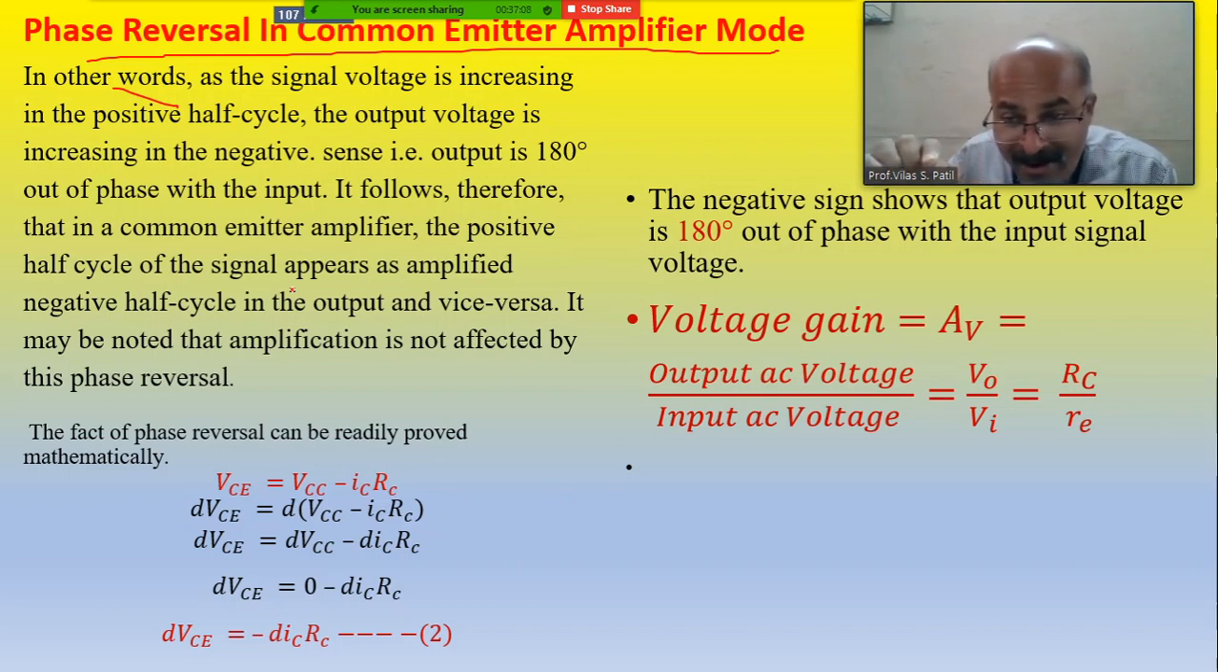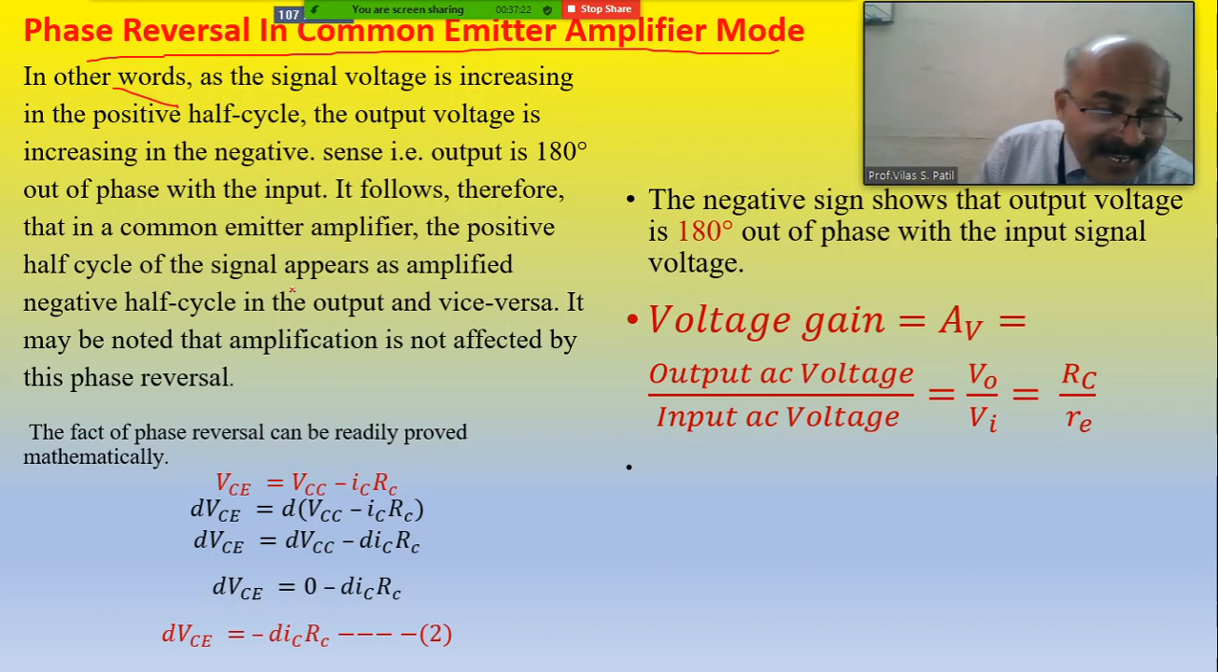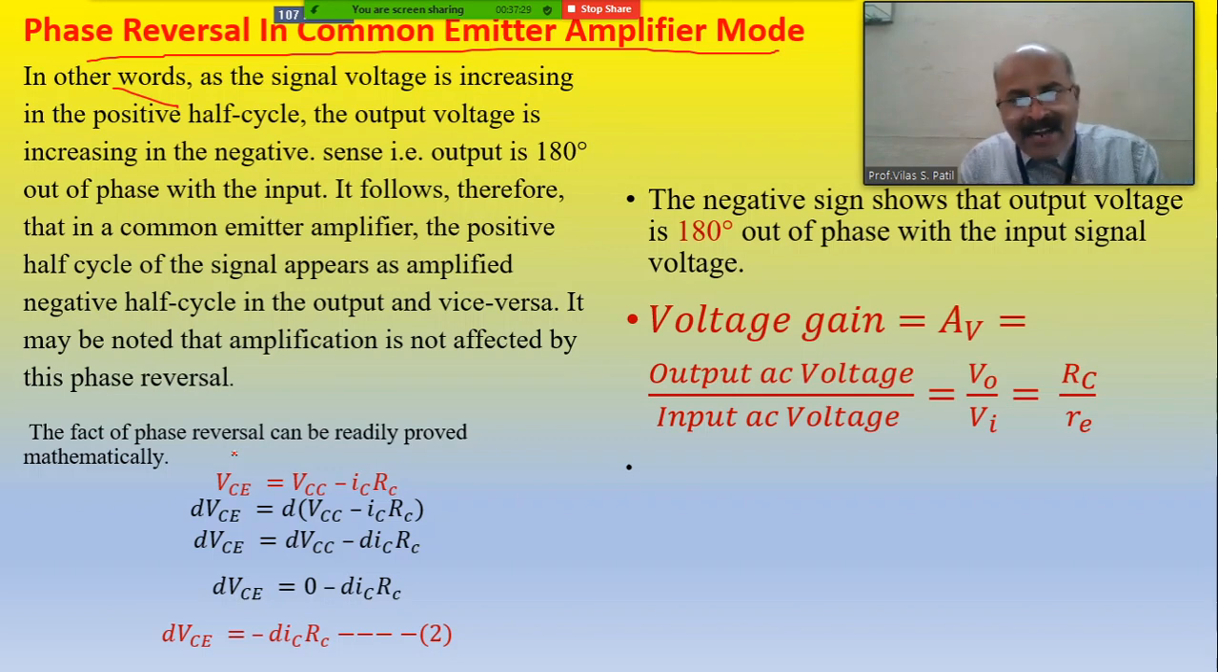Science wants the proof. How? Here we give the alternative proof method by using the differentiation operation in mathematics. That is to prove the fact of the reversal. What is the fact? The fact is that between the input and output there is a phase reversal, and we have to give the proof of that fact. Then we can rely on it.